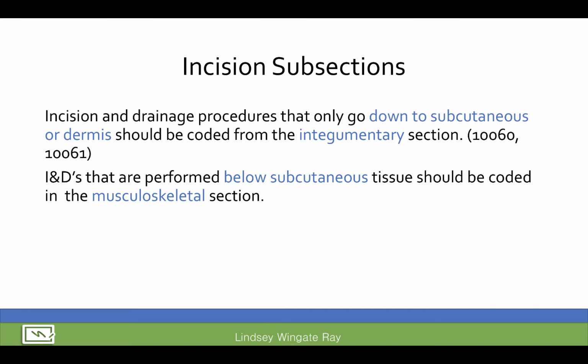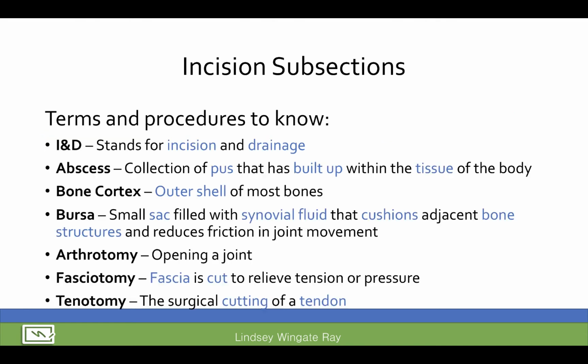Let's talk about the incision subsections for all body areas. Incision and drainage procedures that only go down to subcutaneous or dermis should be coded from the integumentary section that we just went over. I and Ds, which are incision and drainages, that are performed below subcutaneous tissue should be coded in the musculoskeletal system.